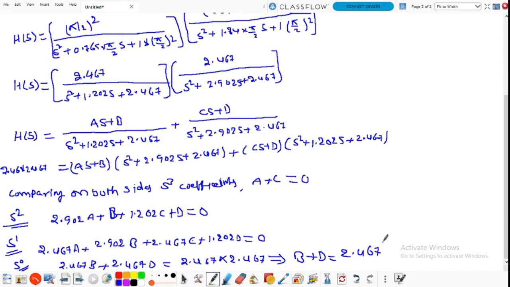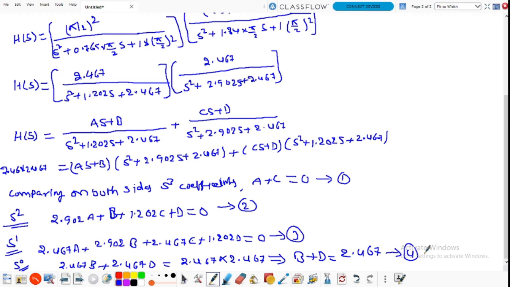Simplifying the above four equations. What are the above four equations? This is equation 1, this is equation 2, this is equation number 3, and this is equation number 4. By simplifying the above four equations, we can determine the constants capital A, capital B, capital C, and capital D values.